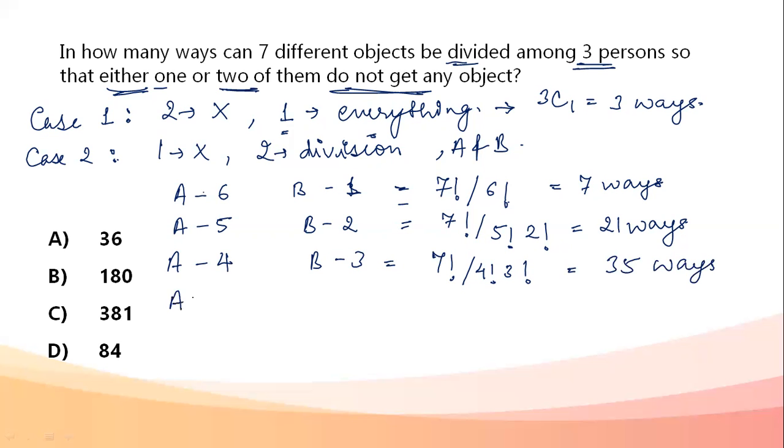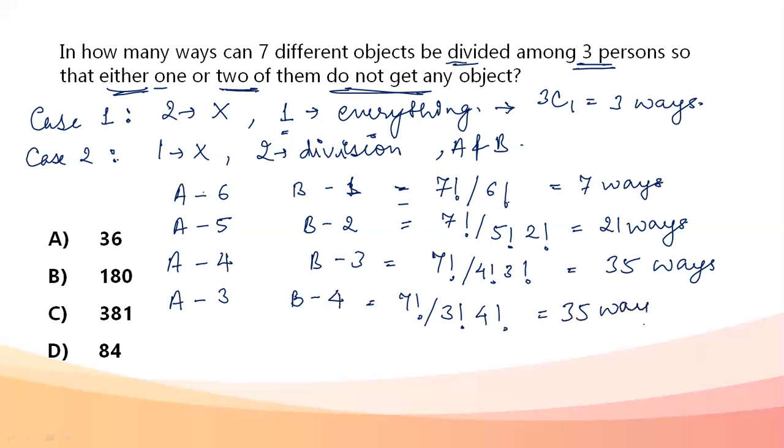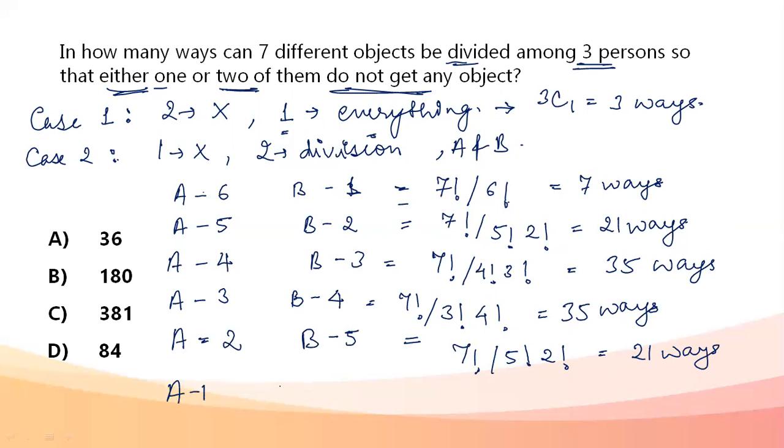After this, all the cases are going to be reversed. A gets 3, B gets 4: 7 factorial divided by 3 factorial, 4 factorial, that is 35 ways. Next, A is getting 2 objects, B is getting 5 objects. This is going to be 7 factorial divided by 5 factorial, 2 factorial. It comes out to be 21 ways. Now A is getting only one object, and B is going to get 6 objects. This becomes 7 factorial divided by 6 factorial. The answer is 7 ways. Okay, so all these ways are defined.